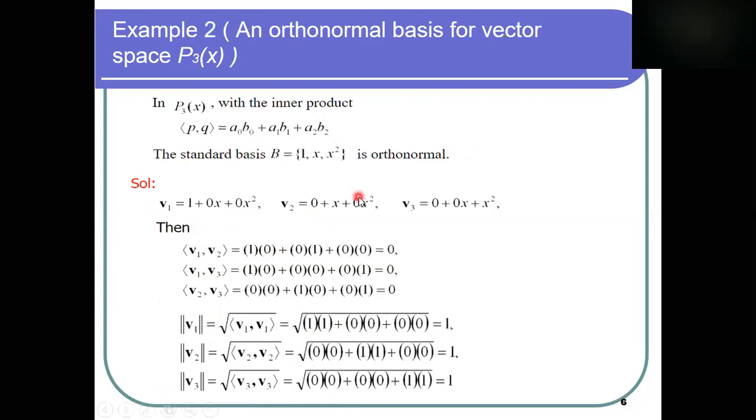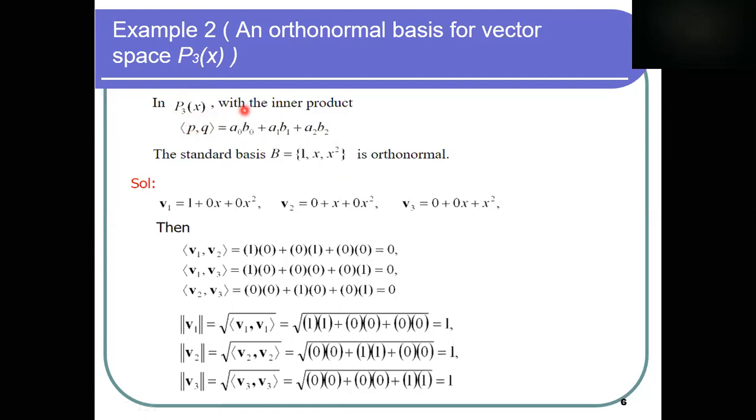So let us take another example, P3. It means the set of polynomials whose degree is 2 or less than 2. If P and Q are elements of this P3, then the dot product is the dot product of the corresponding coefficients of these polynomials. P is a second degree polynomial and Q is also a second degree polynomial.